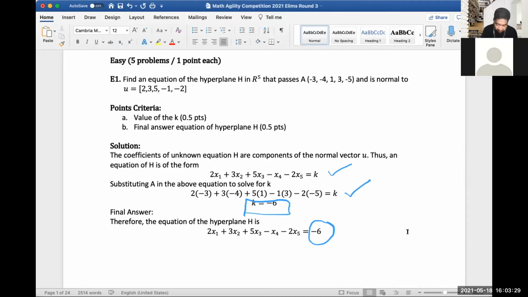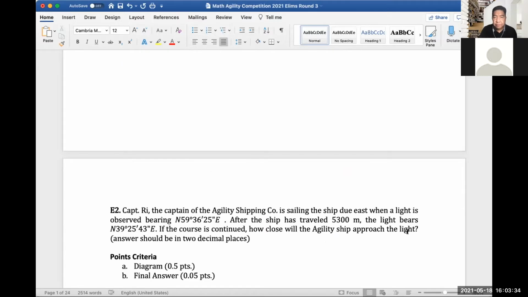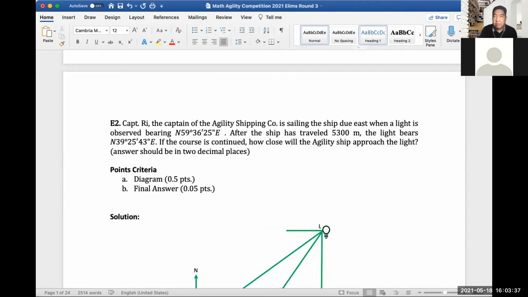Okay, let's move to easy round, question number 2. Okay, let's read the problem. So Captain Reed, the captain of the Agility Shipping Company, is sailing the ship due east when a light is observed bearing north 59 degrees 36 minutes 25 seconds east. After the ship has traveled 5,300 meters, the light bears north 39 degrees 25 minutes 43 seconds east. If the course is continued, how close will the agility ship approach the light? So the answer should be in two decimal places.